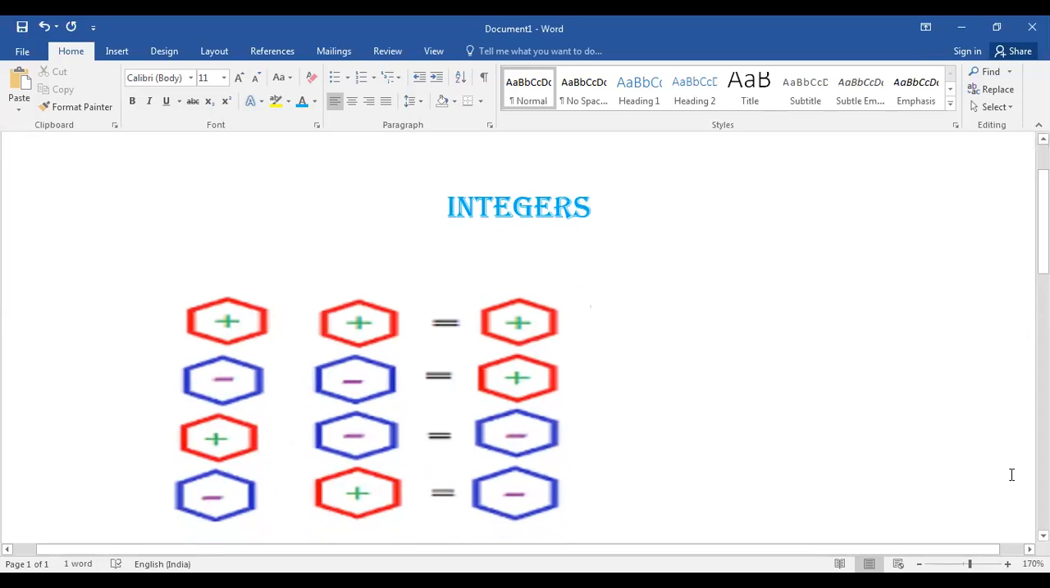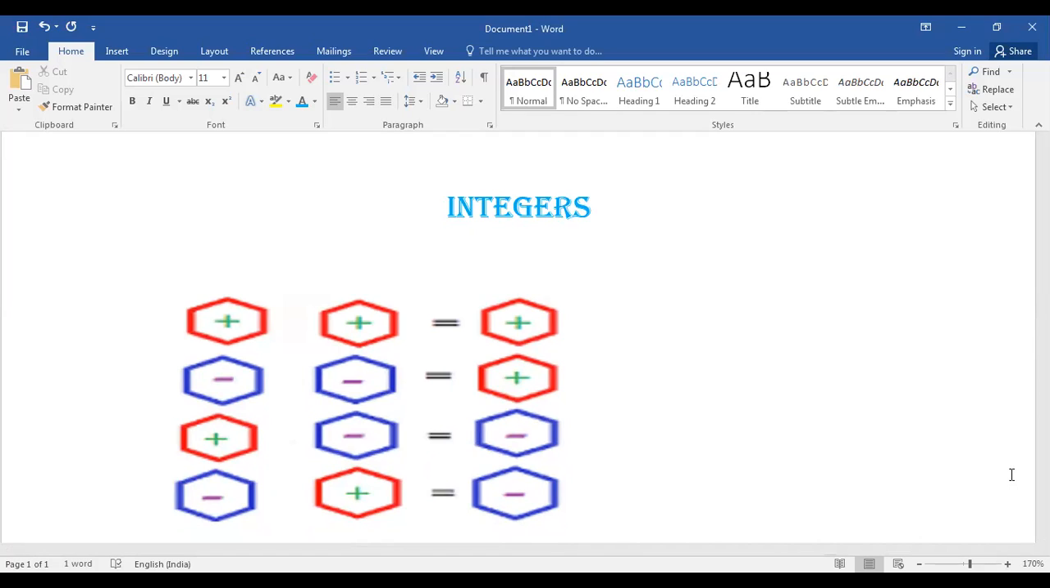Hello students, let us do revision for our unit test. We are going to have two chapters, integers and basics of geometry. So let us revise integers first. So what are integers? Integers means the numbers which are negative, positive and zero. The combination of all these three numbers will give you integers.